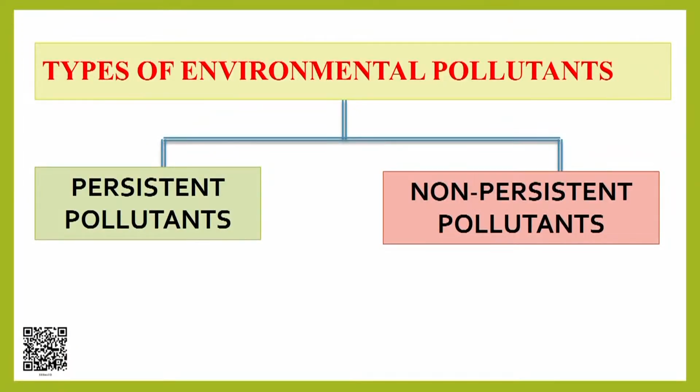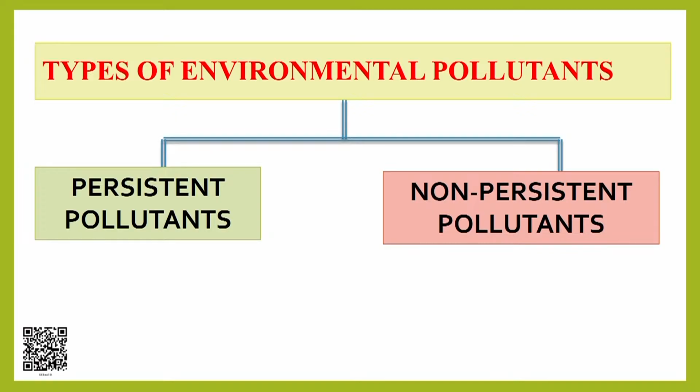When we talk about the types of environmental pollutants, they may be persistent pollutants or non-persistent pollutants. Persistent pollutants are chemicals that remain in the environment for an extended period, resist degradation and can accumulate in living organisms, posing a threat to human health and ecosystems too. These pollutants, often referred to as forever chemicals, are typically organic and can be either man-made or natural.